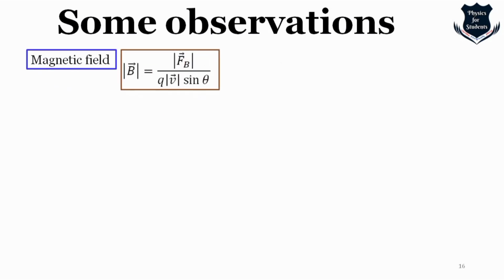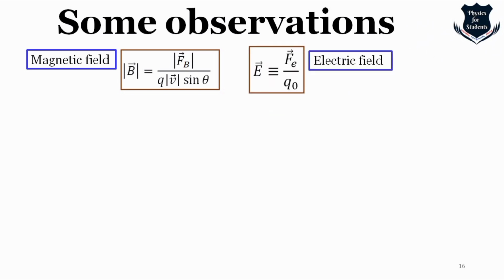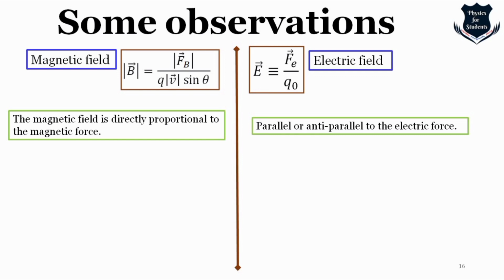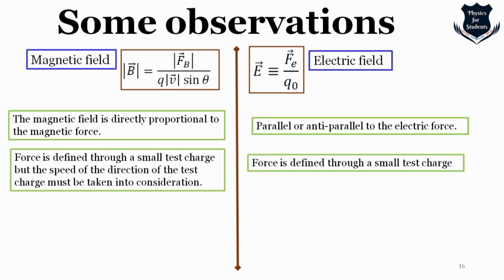There are some very important observations for all of us to understand. If you take the magnitude of the magnetic field, and the electric field, which, if you go to my playlist, you will find, there are certain things very important to observe. One is that the magnetic force is proportional to the magnetic field, whereas the electric field is parallel or anti-parallel to the electric force. In a magnetic field, force is defined through a small test charge. So we take a small charge and move things around, but the speed and direction of the test charge must also be taken into consideration.